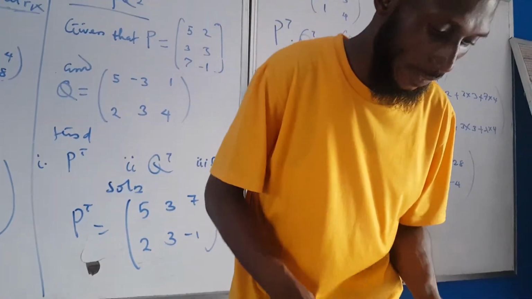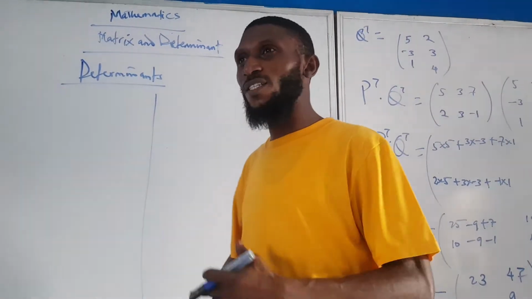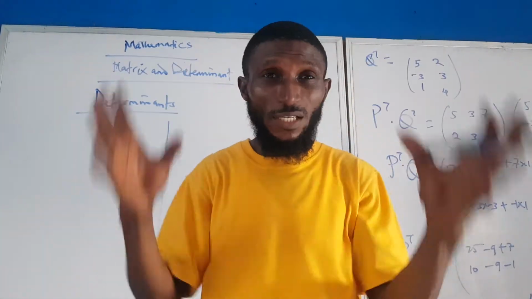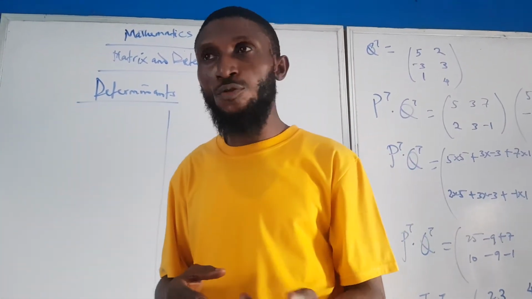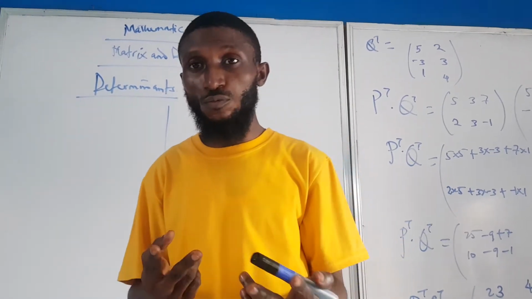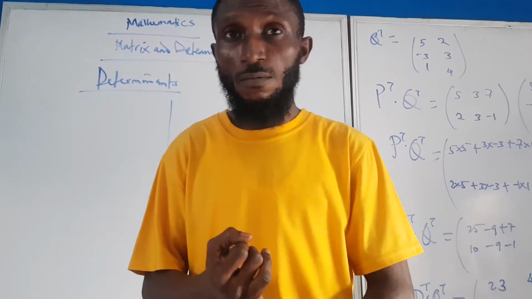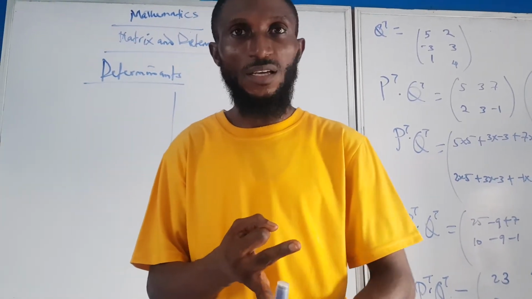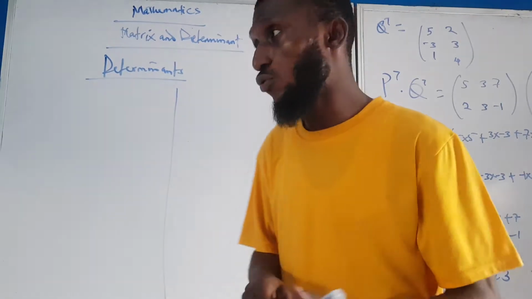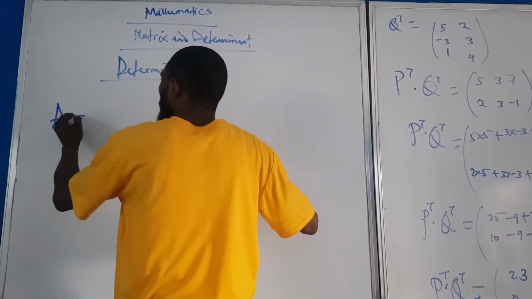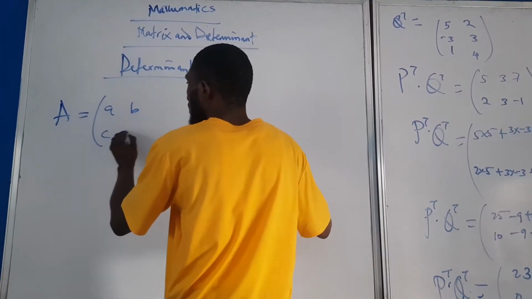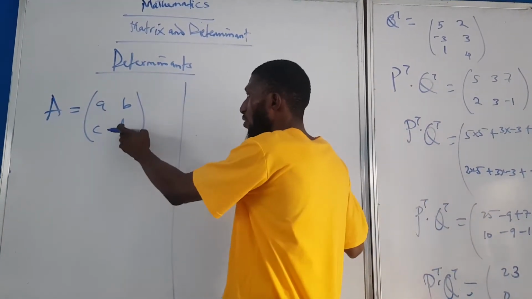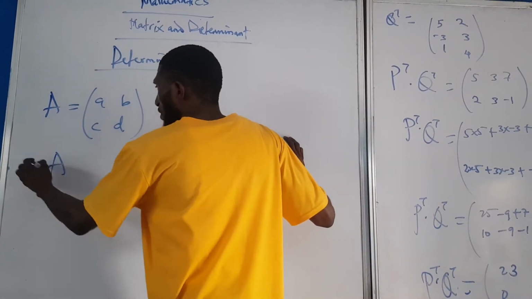And that's that. The determinant. The determinant is just a way in which we use a number to represent a complete matrix set. And to do that, we have two methods: one if it is a 2 by 2 matrix, and another if it is more than 2, let's say maybe 3 by 3 or 4 by 4. In 2 by 2, let's say we have A equals A, B, C, D. To find the determinant of this, we use this to multiply this. We have the determinant of A.